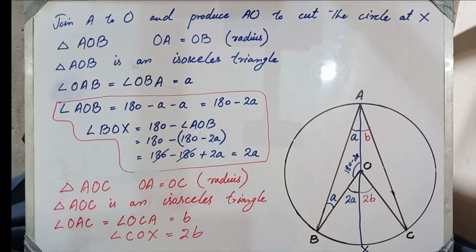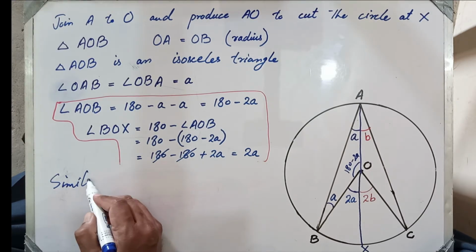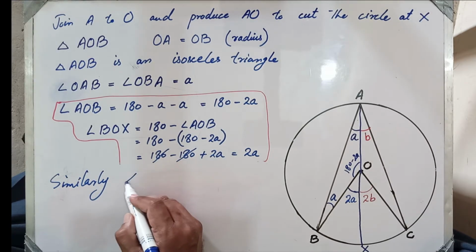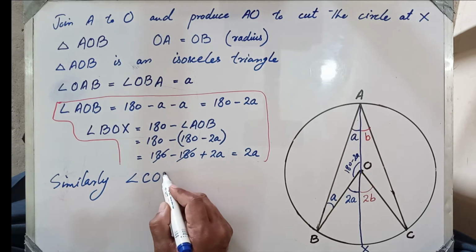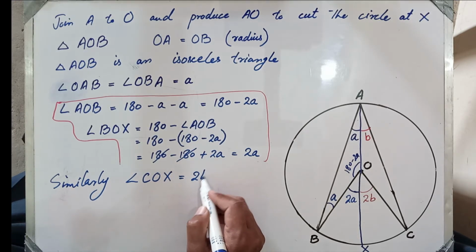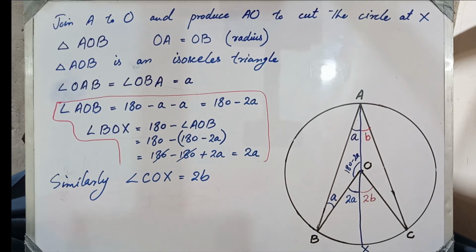But you don't need to do these steps. You can write here instead of these steps: similarly, angle COX will be 2b. You can write it directly. I just solved it to make you understand how you can find this angle 2b. But you don't need to solve all these steps.